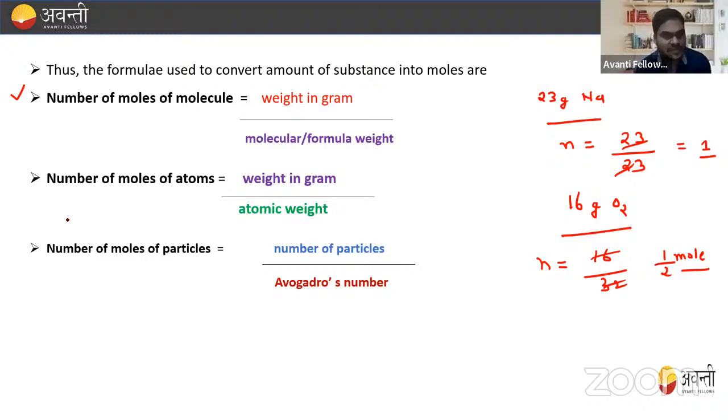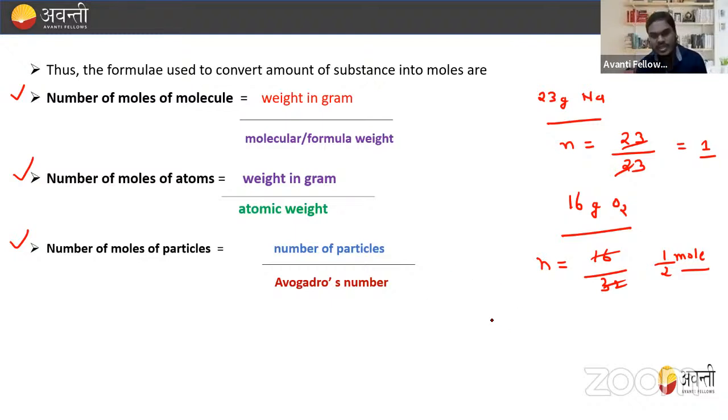Good. So the second one is the number of moles of atom. How will you calculate the number of moles of atom? Obviously, this is weight in gram divided by the atomic weight, so that we can calculate the number of moles of the substance. The third one is how you calculate the number of moles of particle. We can calculate the number of moles of particle by using the formula: number of particles divided by Avogadro number.